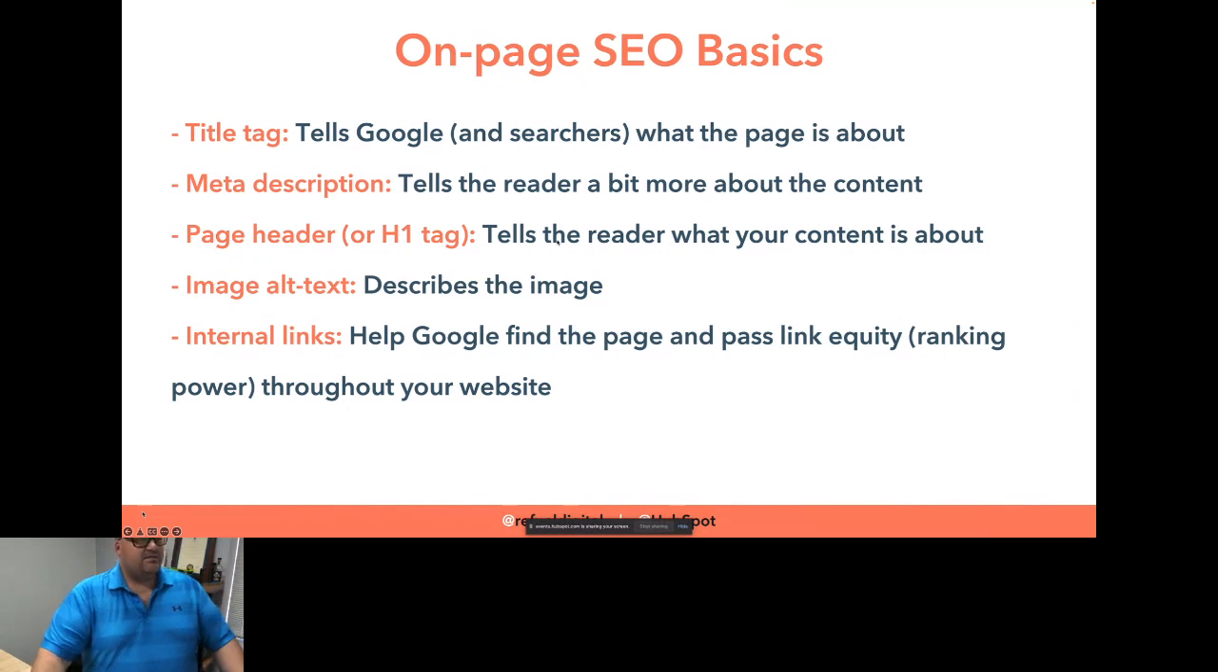Then we talk about the page header, or the H1 tag, which is where we tell the reader what your content is about. With each image that we put up, we want to make sure that we have alt text, which describes the image. It's called alt text because it's the text alternative. So if the image can't be displayed for any particular reason, then the description you put in the alt tag is going to describe the image, so people don't miss out on what that image is.